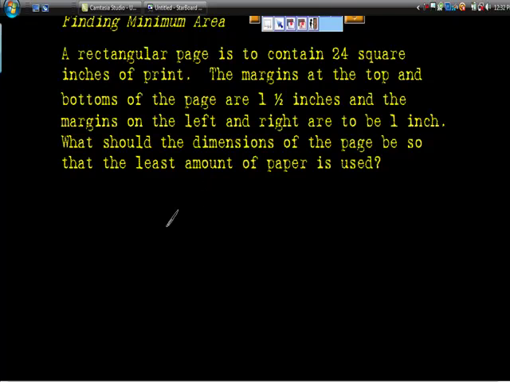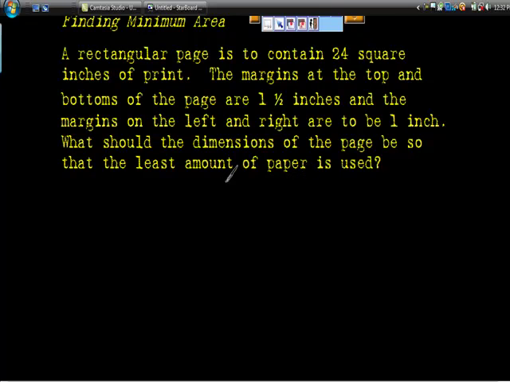So here's this optimization problem. Ready? A rectangular page is to contain 24 square inches of print. The margins at the top and the bottom of the page are 1.5 inches, and the margins at the left and the right are to be 1 inch. What should the dimensions of the page be so that the least amount of paper is to be used? The least amount of paper.